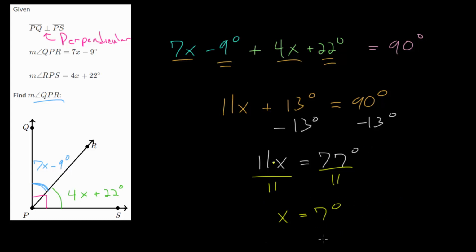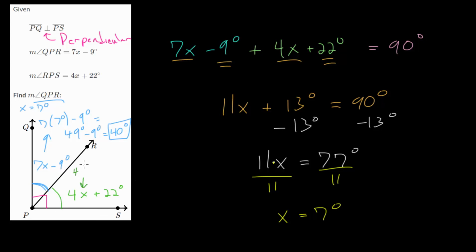And from here, we can just plug this in. So for this angle here, we have x equal to 7 degrees. We have 7 times 7 degrees minus 9 degrees. So that's 49 degrees minus 9 degrees. And it looks like this angle is going to be 40 degrees. So this is what we think is the answer, but we need to double check this. We do that by also plugging x into the other angle and making sure these do add up to 90. So this should be 50 if we plug it in.